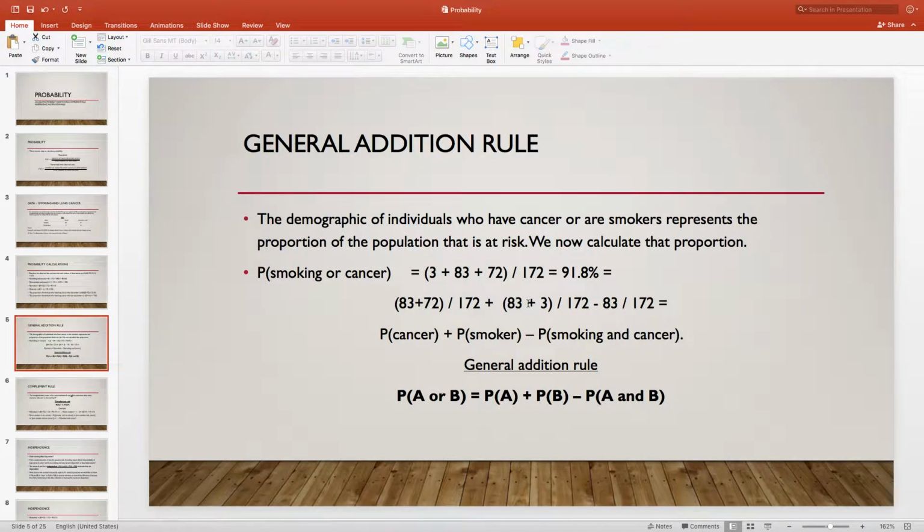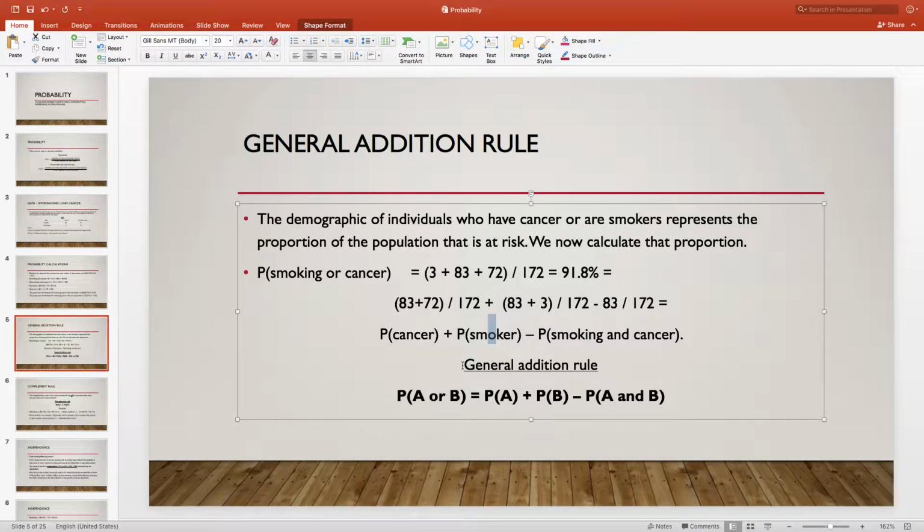I apologize. 83 plus 3. But notice I've counted 83 one too many times. So here's an 83, here's an 83. It only occurs once over there. So I'm going to subtract it. Minus 83 over 172. And this is equal to the probability of cancer plus the probability of smoking minus the probability of smoking and cancer.